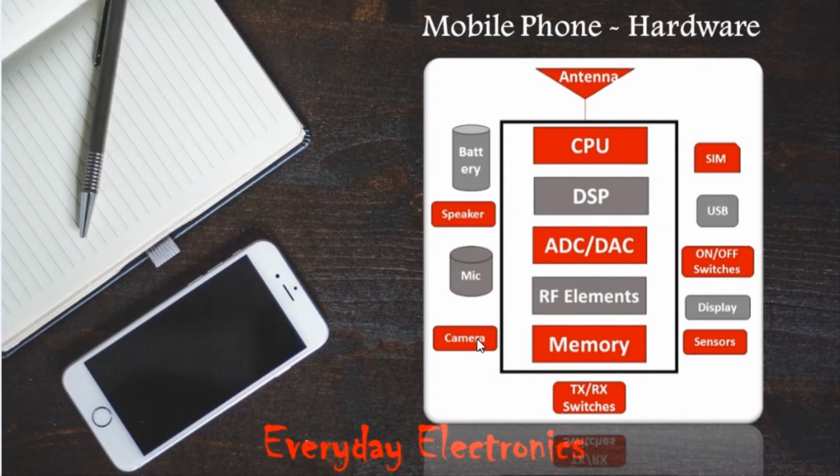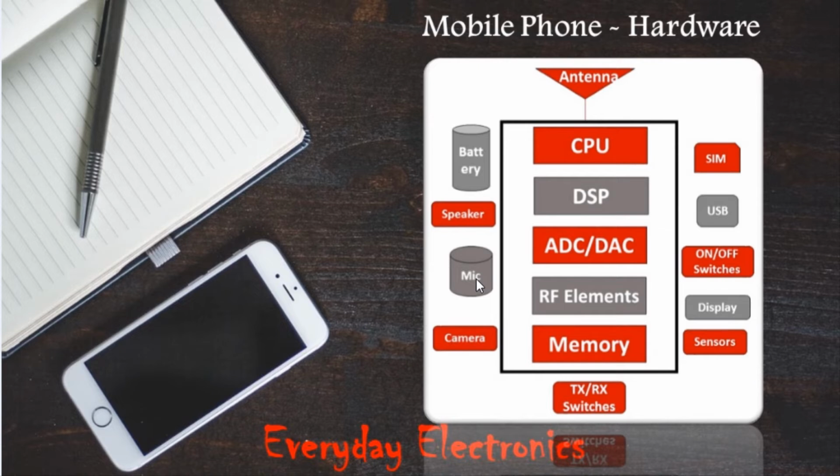Now coming to the camera, today the specification of the camera has become more popular in selecting mobile phones. And more advanced sensing technologies have been integrated into the camera within mobile phones. And moving on to the mic, that is the microphone. Actually, it converts the speech or audio signal to an electrical signal.